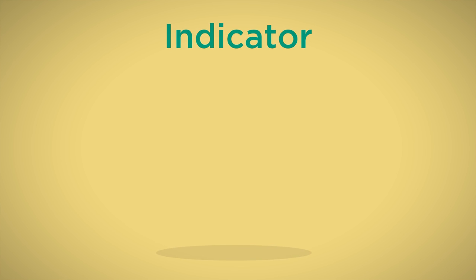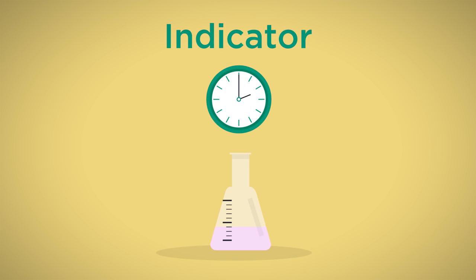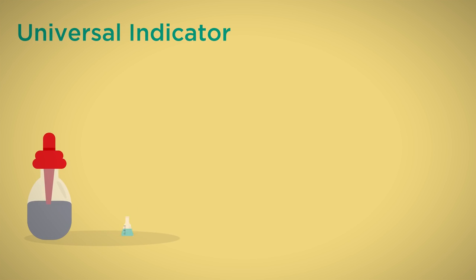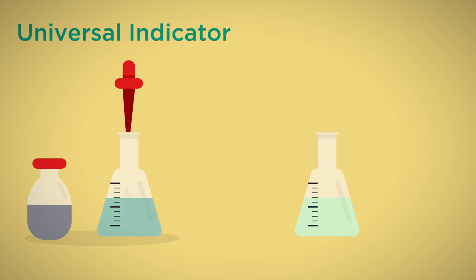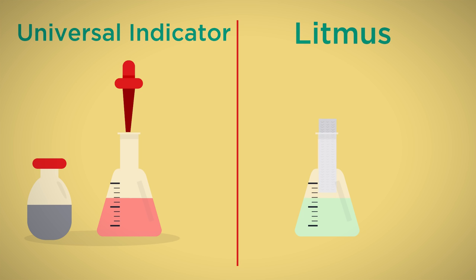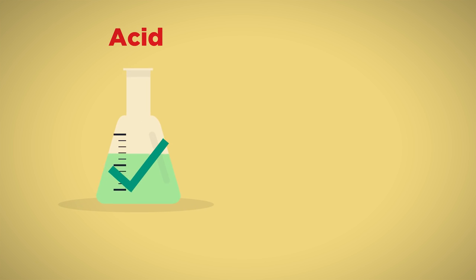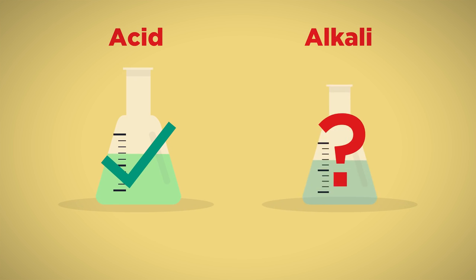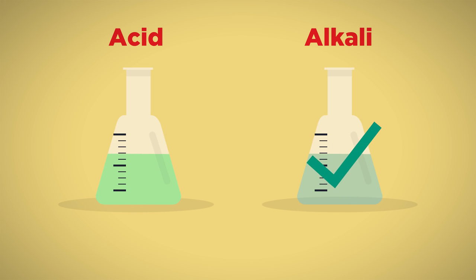Which indicator you use will determine whether the color change is gradual or a sudden change. If you are carrying out an acid-alkali titration, you may use a universal indicator, which would give you a gradual color change, whereas litmus would give you a sudden color change. Sometimes the acid may be the known solution and the alkali unknown, and other times the alkali the known and the acid unknown.